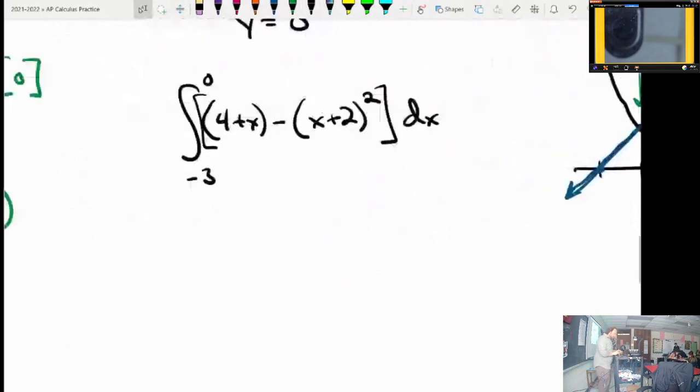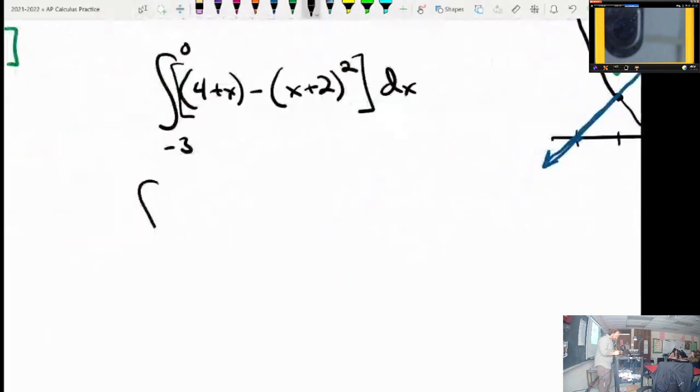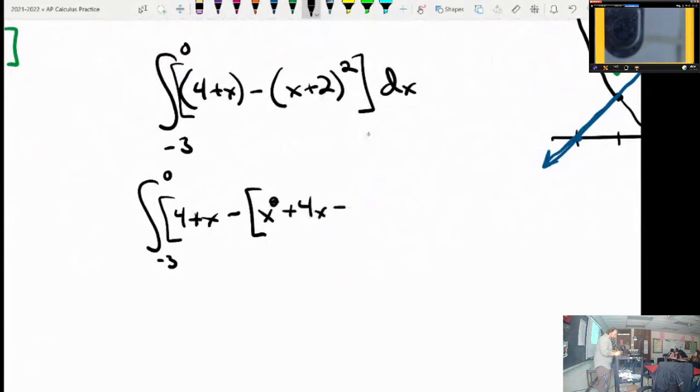So let's start by doing a bunch of work expanding this thing out and bringing it together. Just the inside part. We've got 4 plus x hanging out there. If we expand x plus 2 squared, and it's all being subtracted, we would have x squared plus 4x plus 4. And then that's all being subtracted. So 4 minus 4 is going to cancel out. That's kind of nice. So it's actually going to be pretty simple.